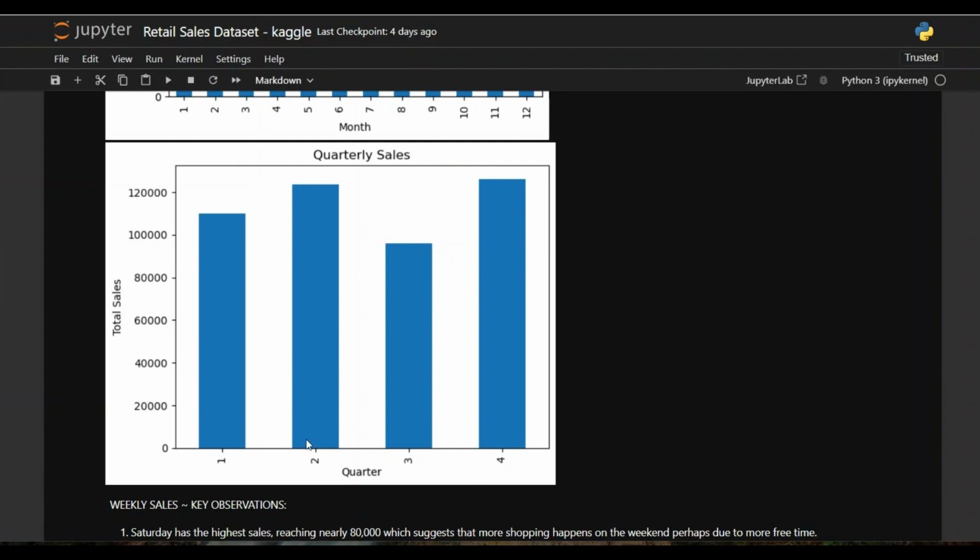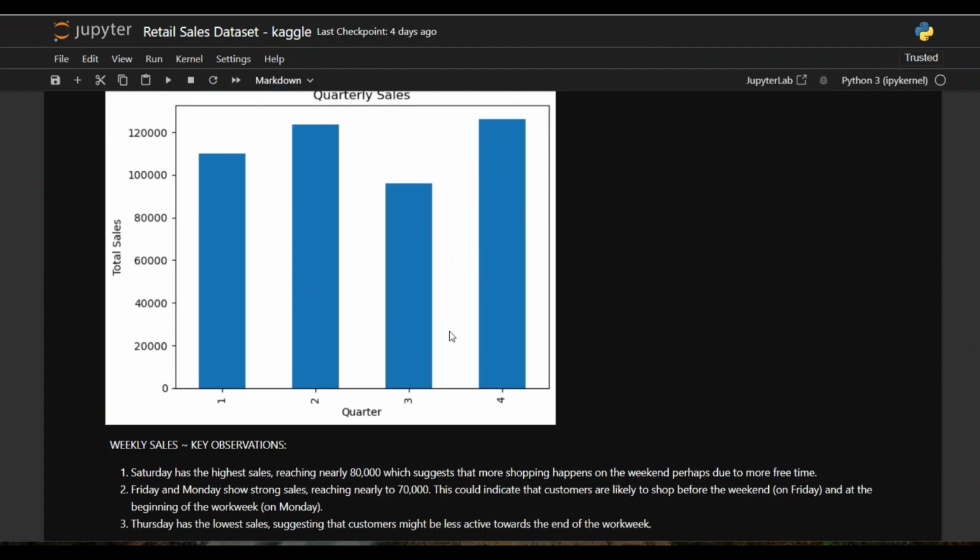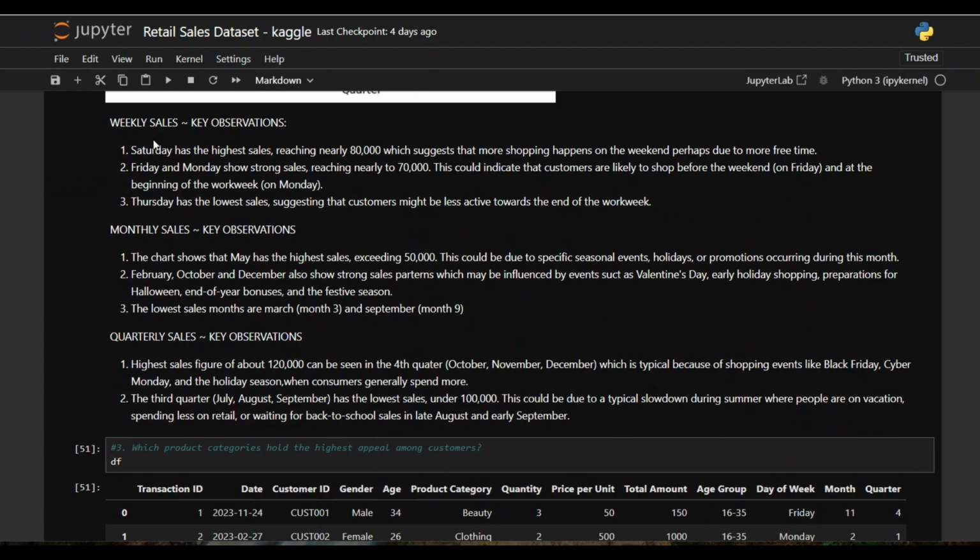Then we see that the second highest is the second quarter, and we can already see that this is around April to June, which is towards the summertime. People are buying during summer as well. So this is towards the resumption of school. People's purchasing pattern changes. The kind of things people are buying is no longer things that have to do with what the company sells. So these are the key observations for each week.